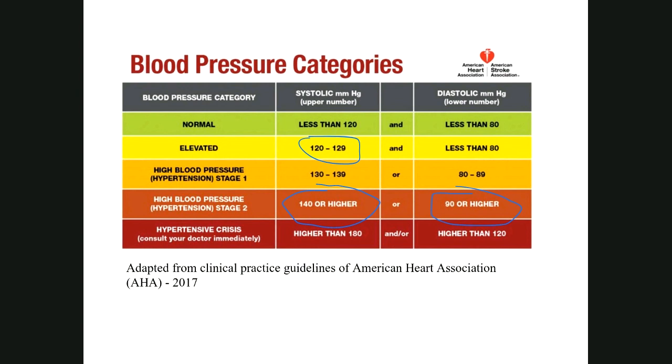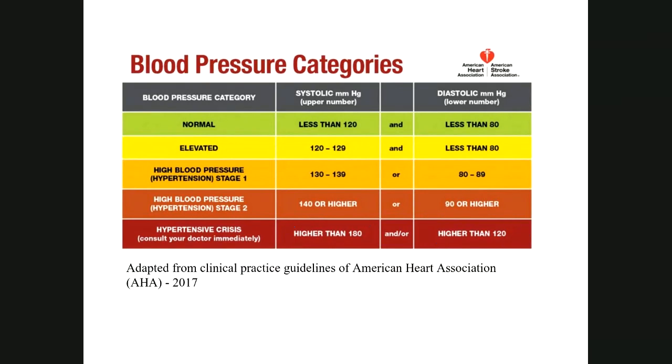Then you can see that the last stage will be the hypertensive crisis, which is higher than 180. It's a very serious, critical situation where anything can happen to this particular patient, right? So higher than 180 of systolic value and higher than 120 of diastolic value. It's a very, very high blood pressure. So this is a very critical stage.